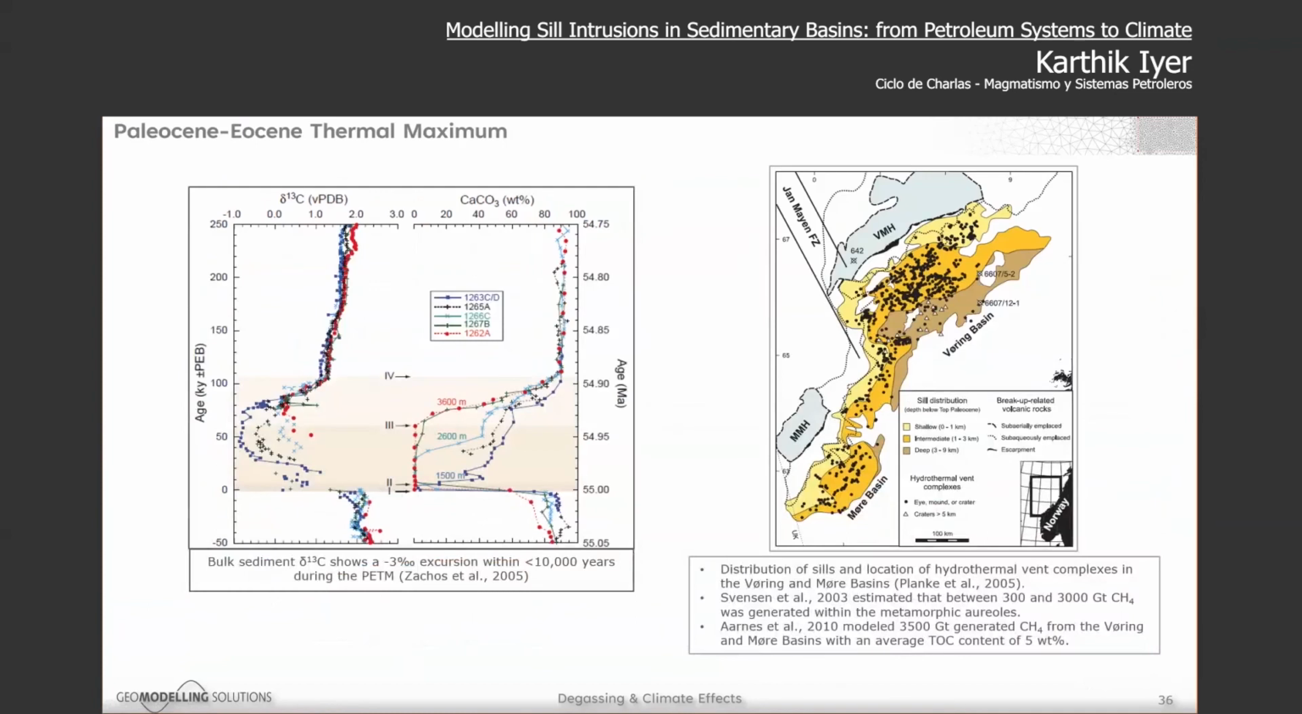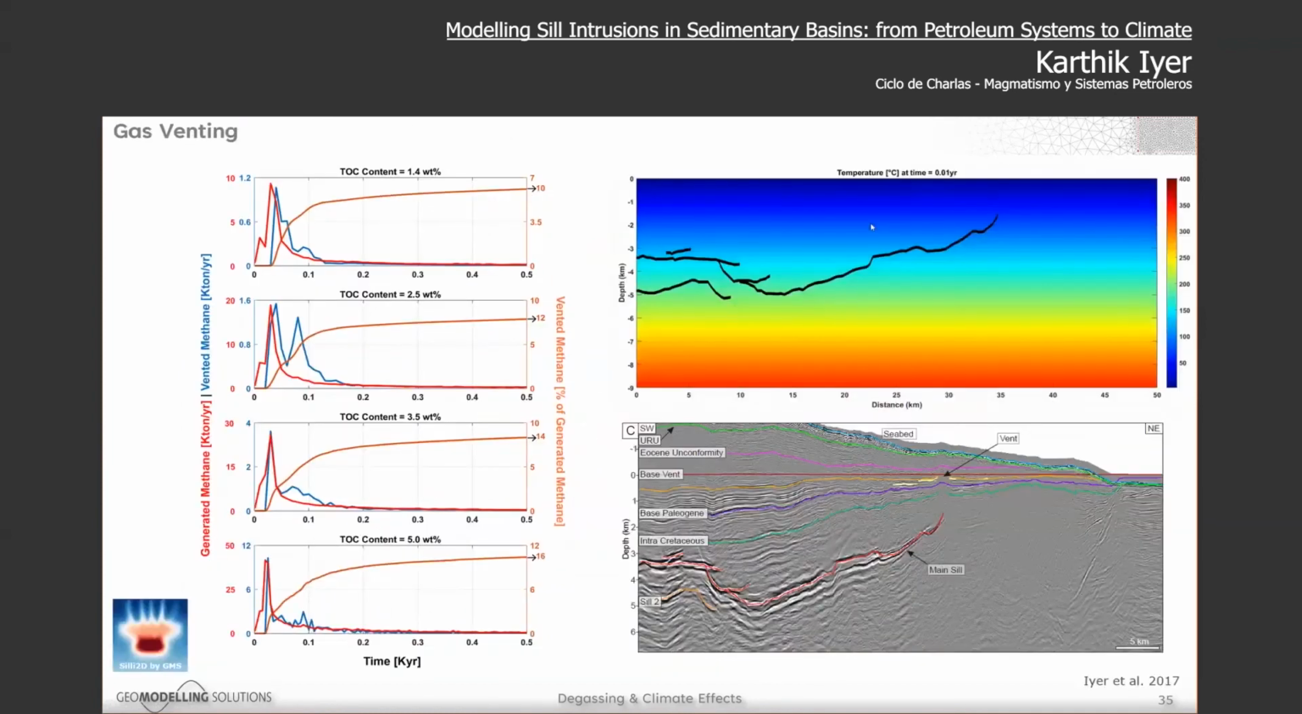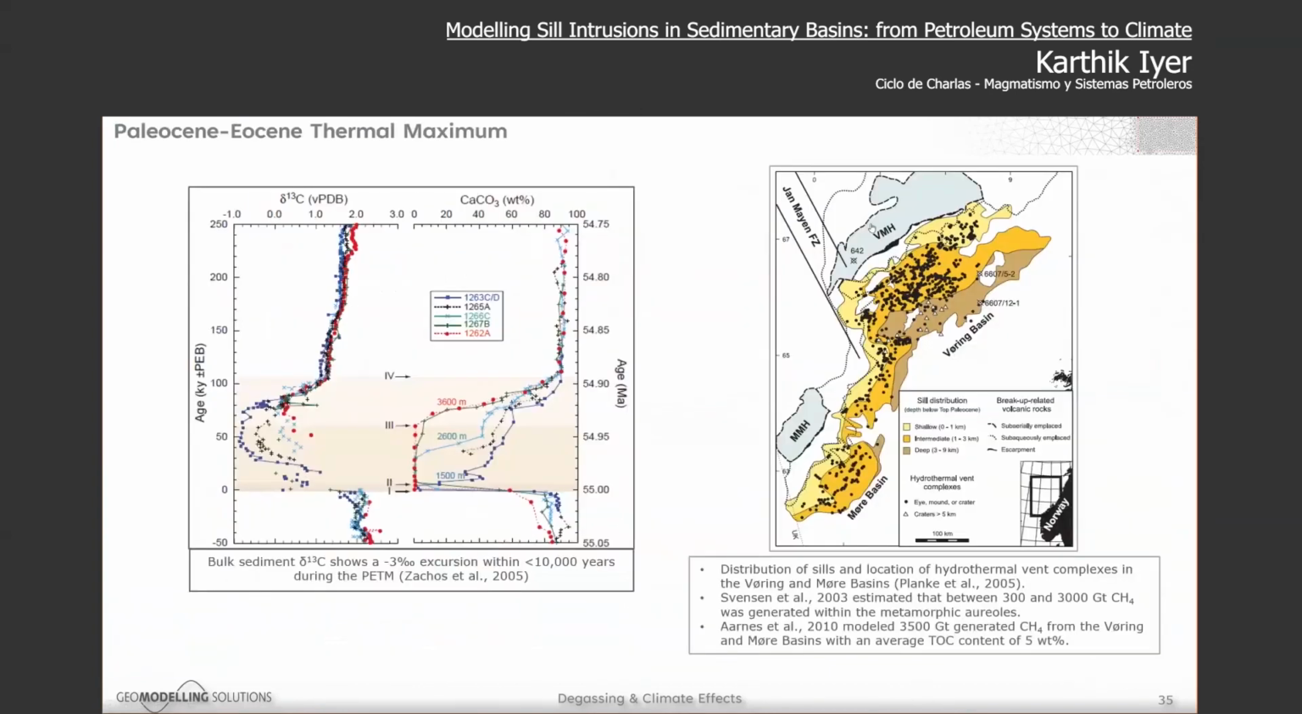What happens if you have many vents? Because this is just geometry. It doesn't mean that we only have one vent here. Like Ben showed, we can have many, many vents associated with a big sill. And we also know that these kinds of events are usually associated with climate effects.